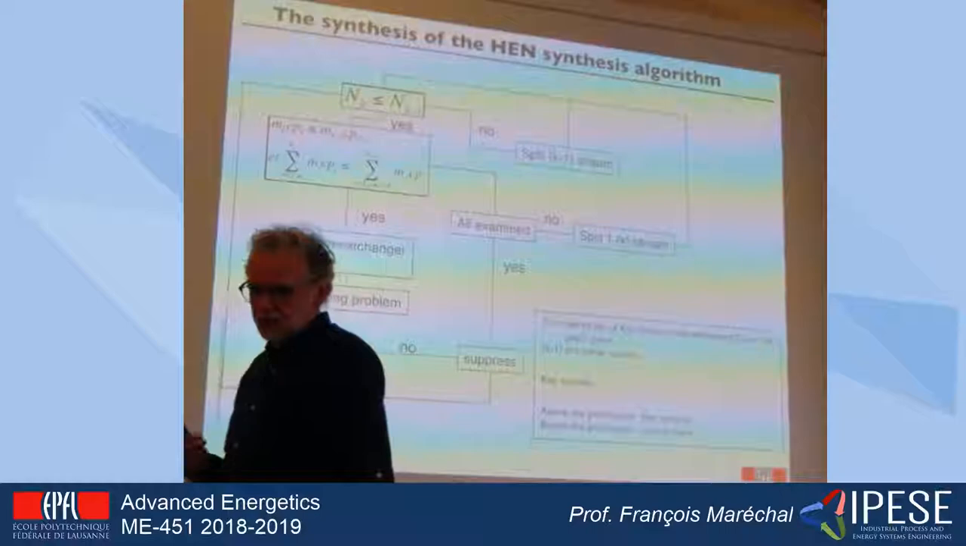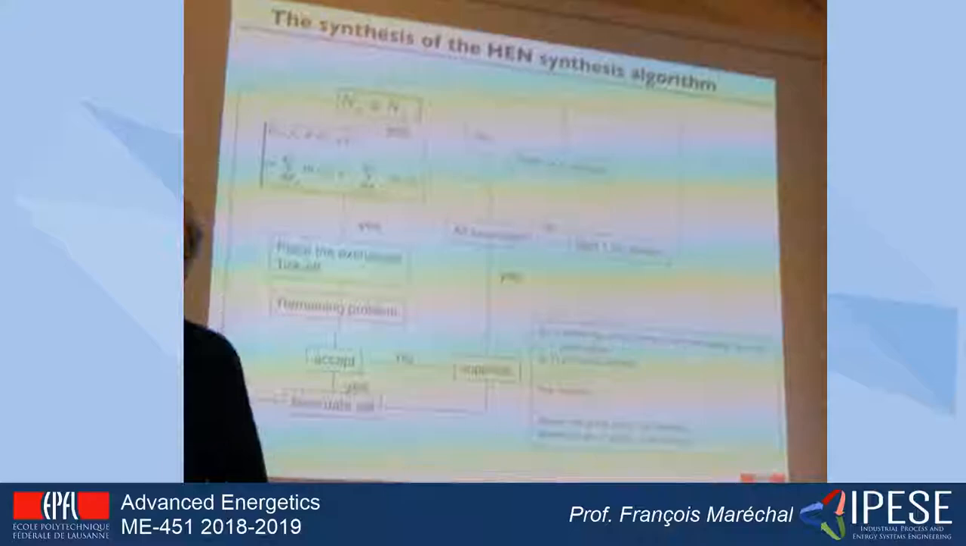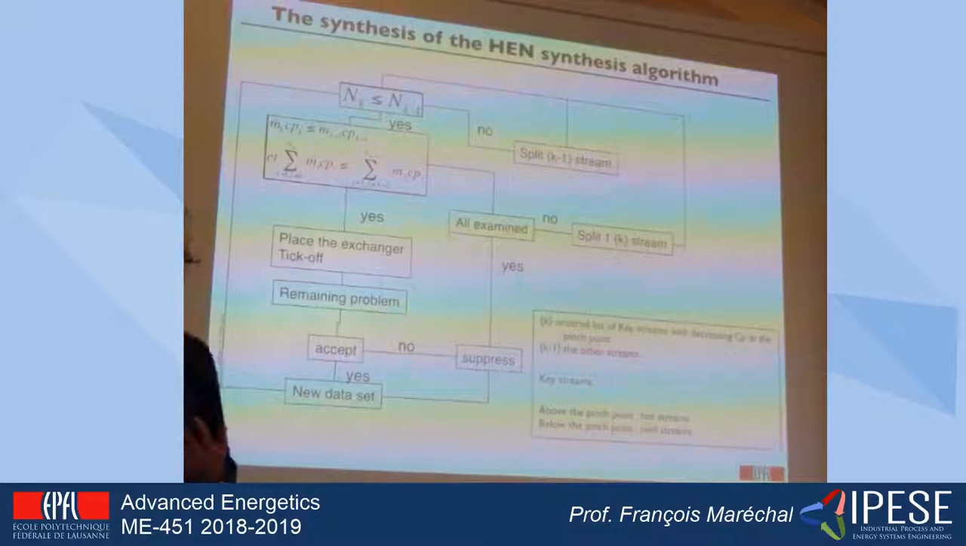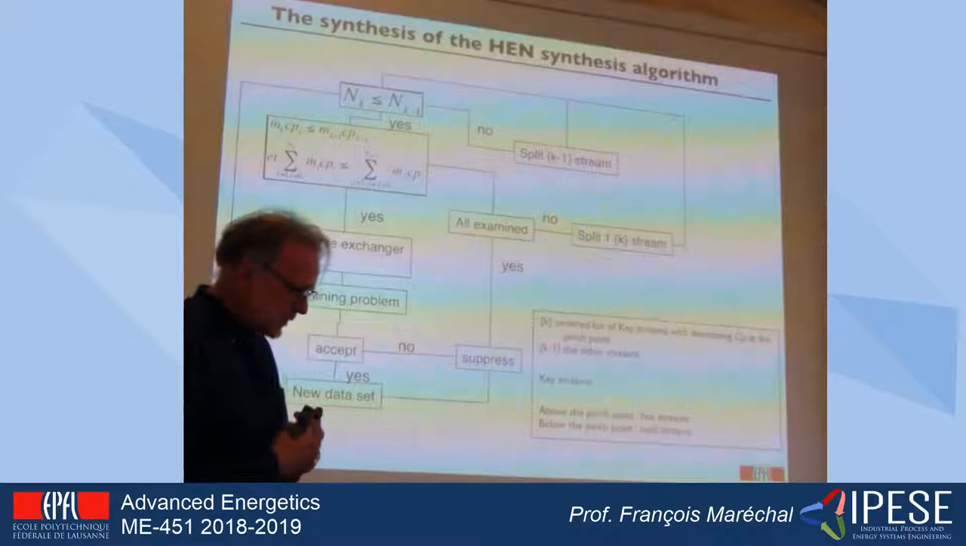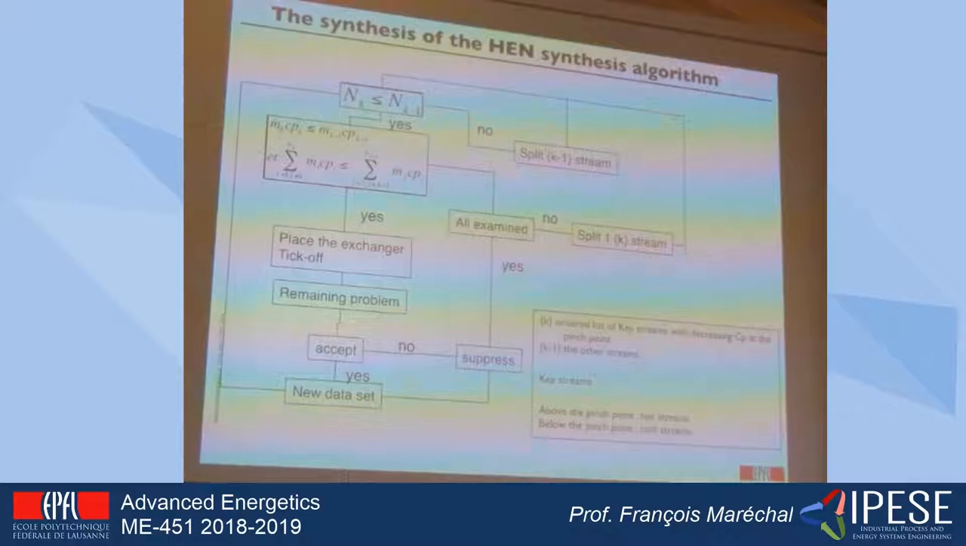I proposed an algorithm that was able to identify which hot stream is connected with which cold stream. And afterwards, what is the structure? Do we have to split streams, or do we have to put heat exchangers in series or in parallel? We have also seen that there were some rules that allow us to identify the heat loads that were needed, and as soon as we know the heat loads, we were able to calculate the corresponding heat exchange area.